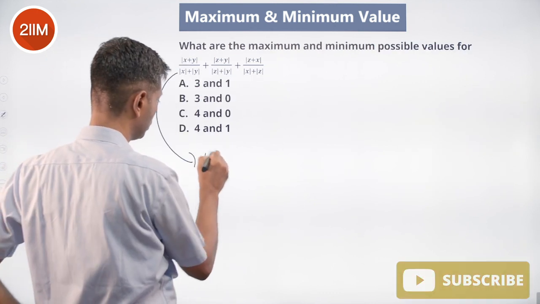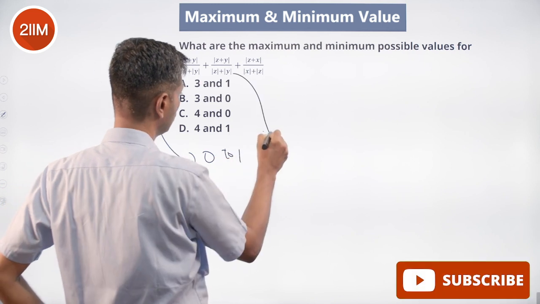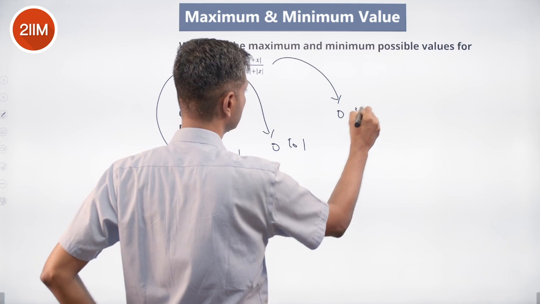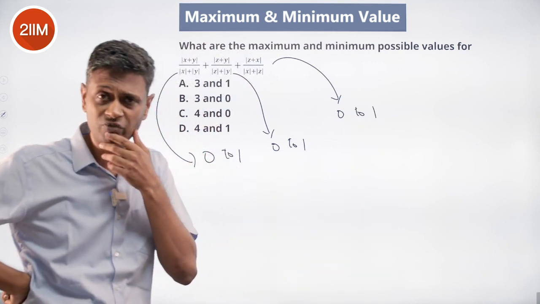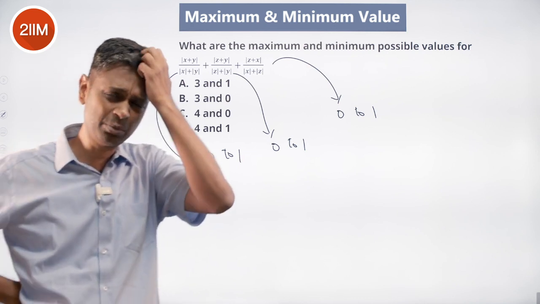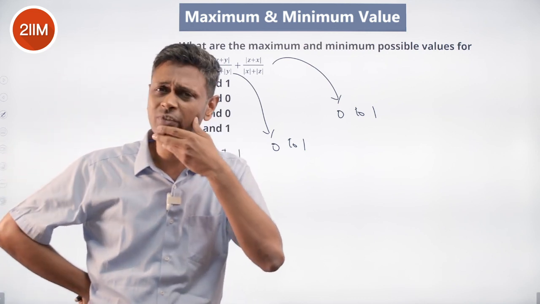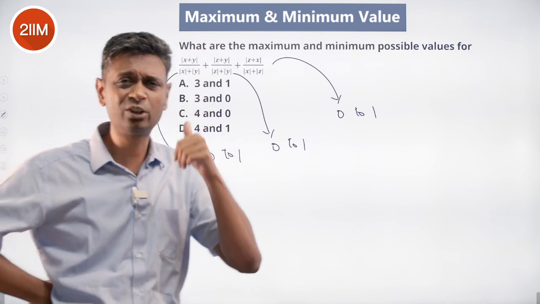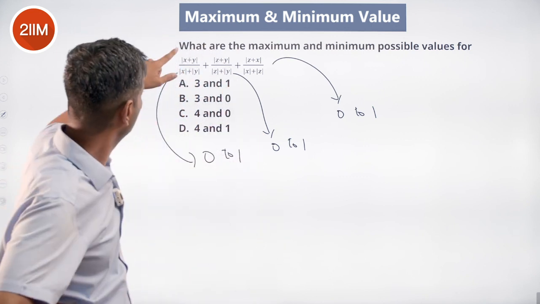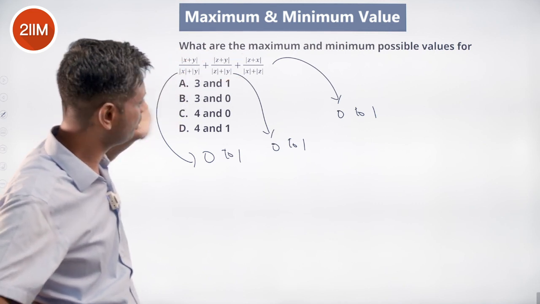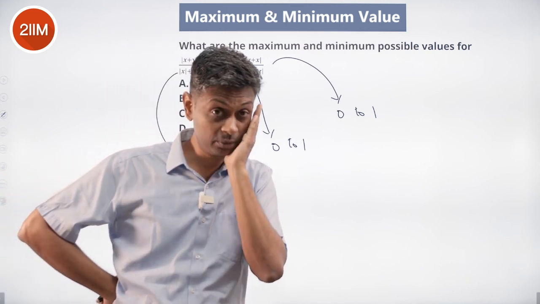This goes from 0 to 1. This goes from 0 to 1. This goes from 0 to 1. Nice, very interesting. So the overall total should go from 0 to 3. Maximum is 3, minimum is 0. Now, when will the maximum happen? Suppose I put x is 2, y is 3, z is 4. 2 plus 3 by 2 plus 3, 3 plus 4 by 3 plus 4, 2 plus 4 by 2 plus 4. Brilliant, 3 is possible.